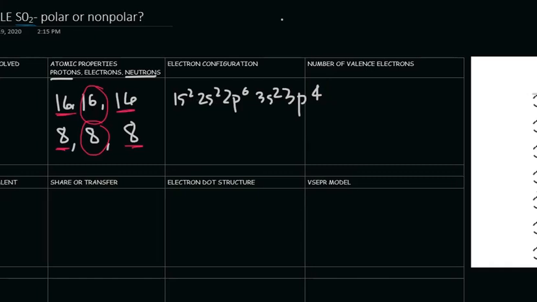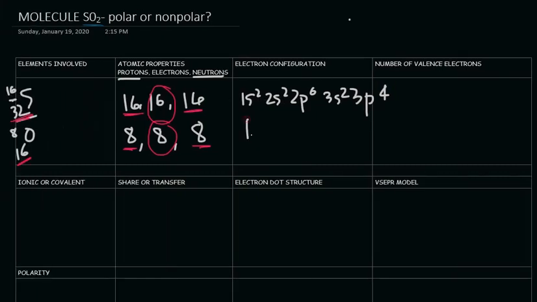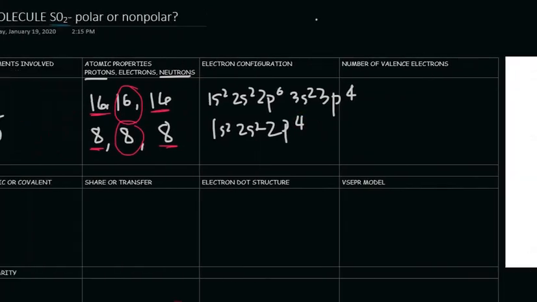Next we have the oxygen, that's 1s2, 2s2, then 2p4. Okay, next we need to know the valence electrons.